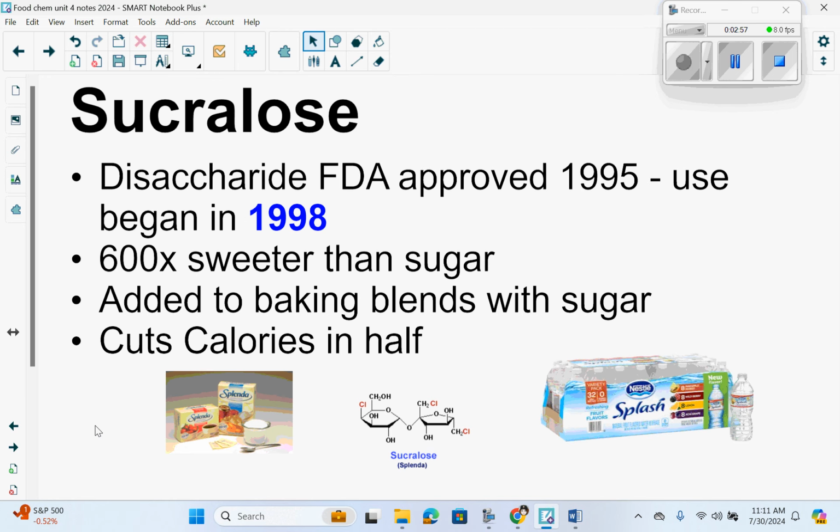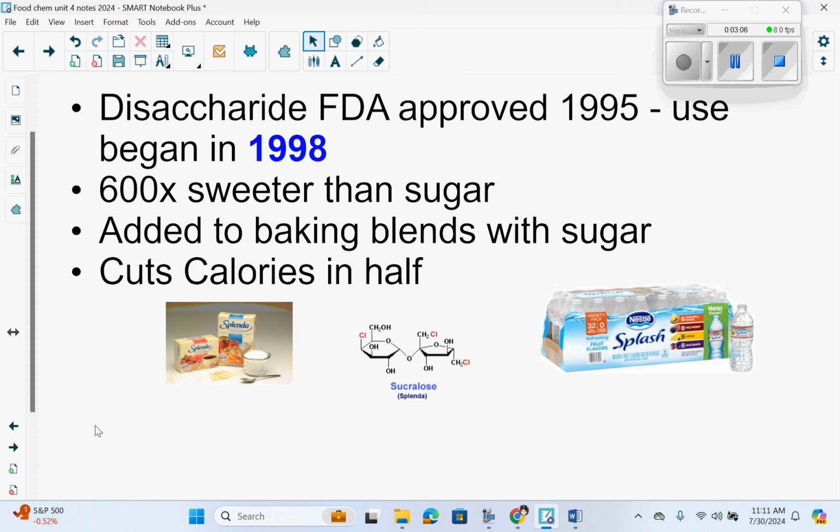Sucralose. This is a disaccharide the FDA approved in 1995, and its use began in 1998. It's 600 times sweeter than sugar. It's added to baking blends with sugar, and it cuts the calories in half. You might know it as Splenda in the yellow packets, and you'll also see it in your flavored waters.